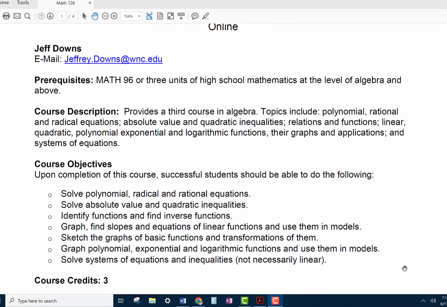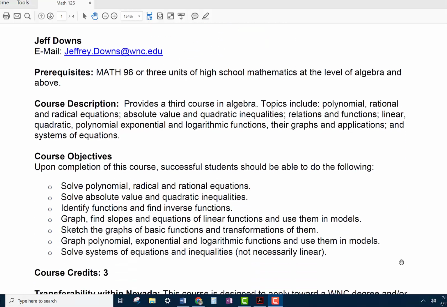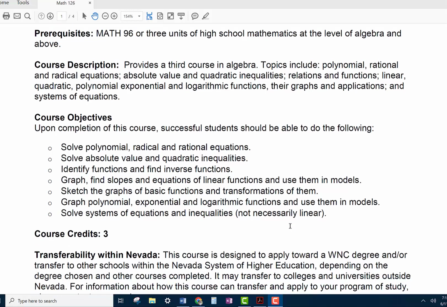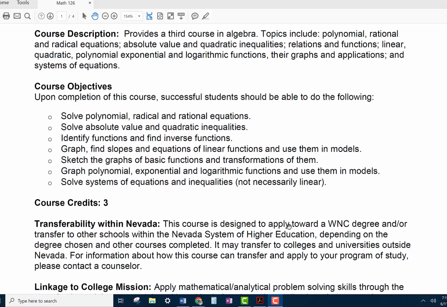Course objectives. Upon completion of this course, successful students should be able to do the following: solve polynomial, radical, and rational equations, solve absolute value and quadratic inequalities, identify functions and find inverse functions, graph, find slopes and equations of linear functions and use them in models, sketch the graphs of basic functions and transformations of them, graph polynomial, exponential, and logarithmic functions and use them in models, and solve systems of equations and inequalities, not necessarily linear.